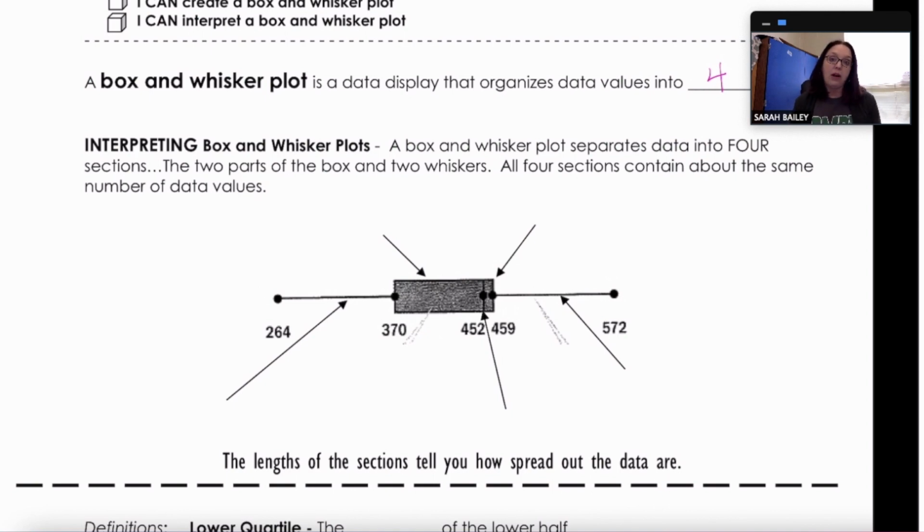The great thing about a box and whisker plot is that all 4 sections contain the same number of data values. So each represents 25% of the data. From here to here is 25% of the data. From here to here is 25% of the data. From here to here is 25% of the data. And from here to here is another 25% of the data.